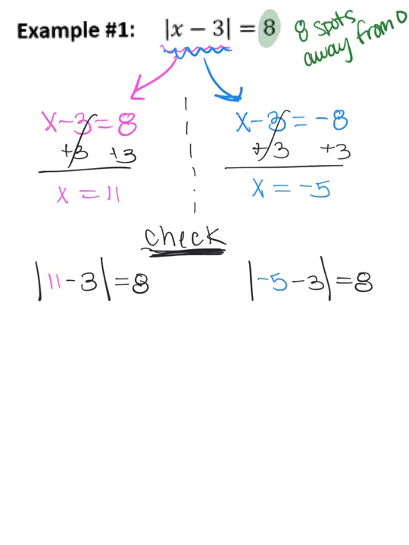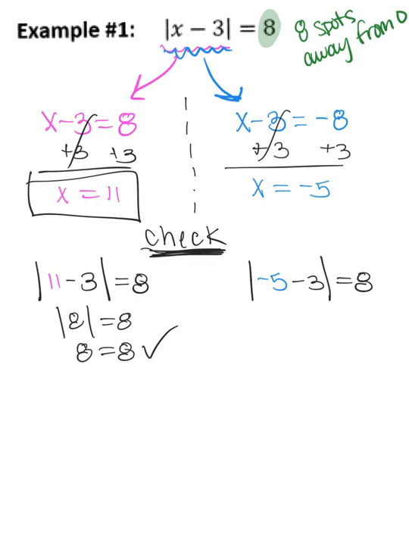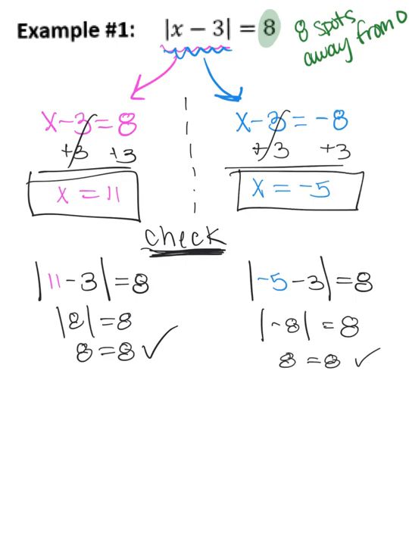So let's go back to the pink equation. When I plug 11 in, 11 minus 3 is 8. And we know absolute value bars will take a positive quantity and keep it positive. So this does in fact check out. X equals 11. I'm super confident. Circle that answer. On the blue equation, if I plug negative 5 in, I'm going to get negative 8. And we know absolute value bars will take a negative value and turn it positive. So this one checks out as well. So circle that answer, x equals negative 5. Those are your two solutions. Those are the two numbers that will work when you plug them back in for x.